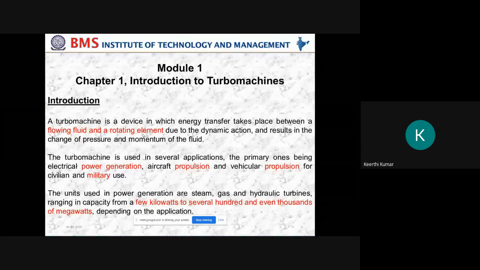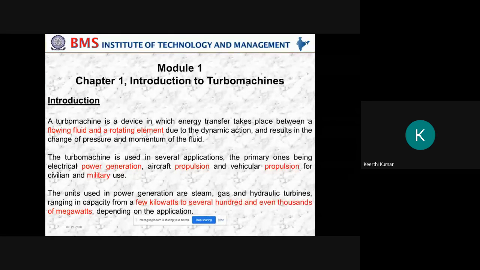Then coming to the pump. If you use a centrifugal pump, it will always be in rotary motion. So there is a rotating element and flowing fluid. What is the flowing fluid in the centrifugal pump? The flowing fluid in the centrifugal pump is water. That means water is the fluid and the rotating element is the blades of the pump. So the pump also comes under the heading of turbo machine.